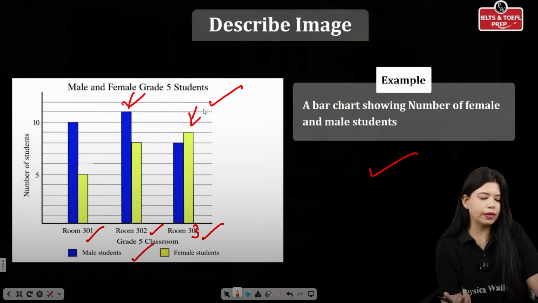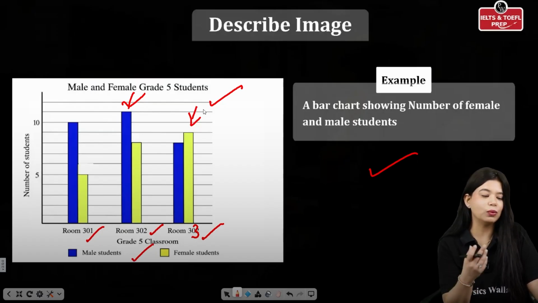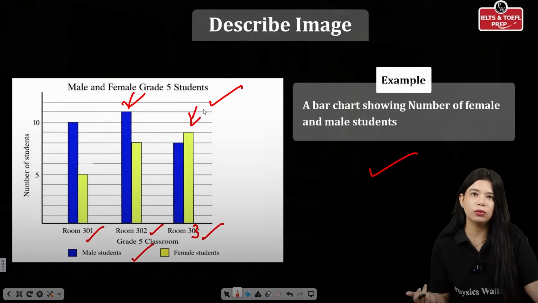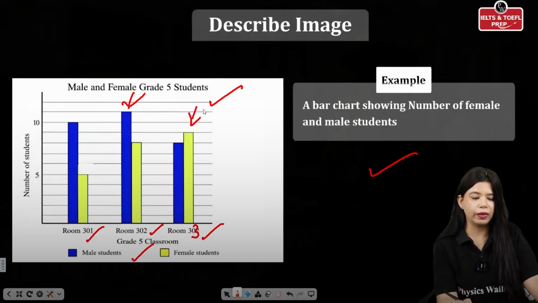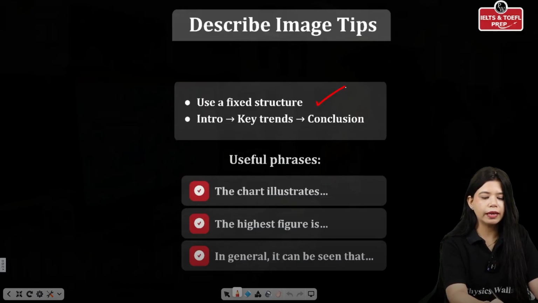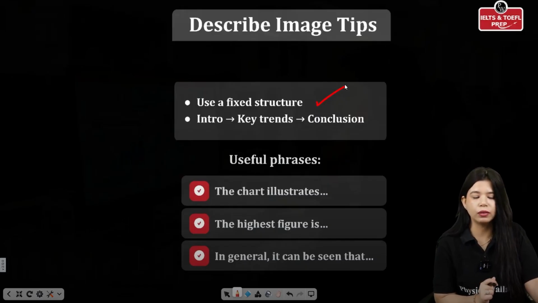So in those 25 seconds, mention the key features. In those 25 seconds, note down the key features. And when you actually come to describing the chart, mention the key features without fail. Let's understand it in a little more detail. So these are some tips. You need to understand the structure. If you want to ace this question type, understand the structure.